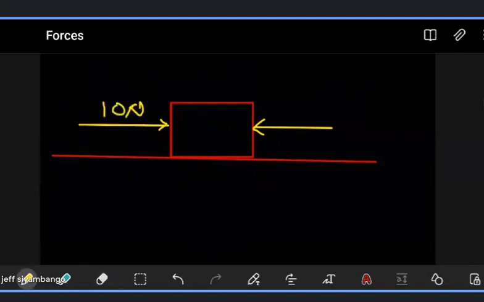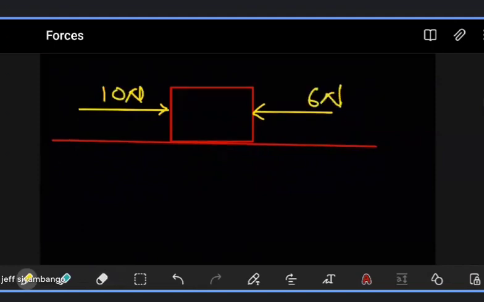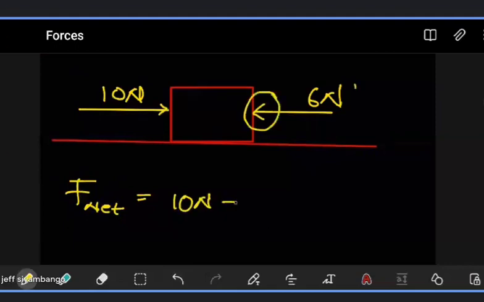Let's say you have 10 newtons there, and then you have 6 newtons here. So if you try to find the resultant force here, I can say resultant force, I can say the sum of the forces, or I can say net force. In this case, the 10 newtons is to the right, so I'll take it as positive. The 6 newtons is to the left, so I'll take it as negative. And then when we add, we get 4 newtons. So this becomes the net force on this setup.